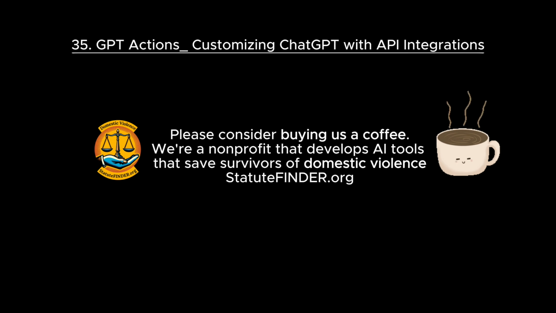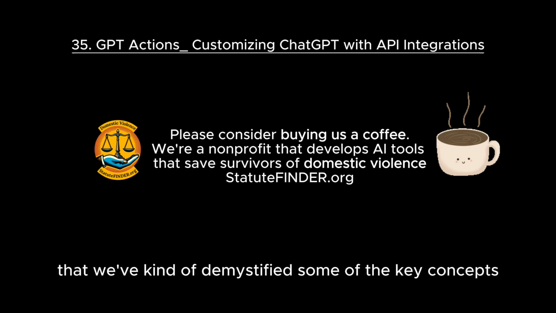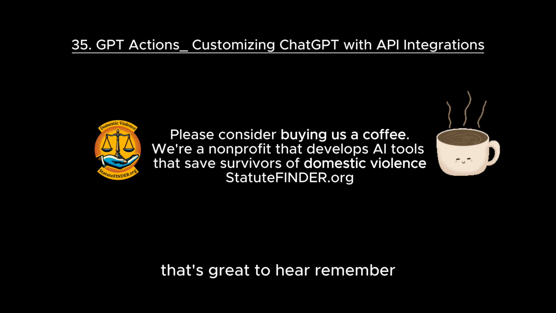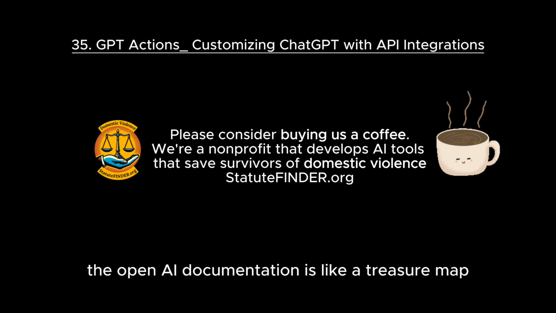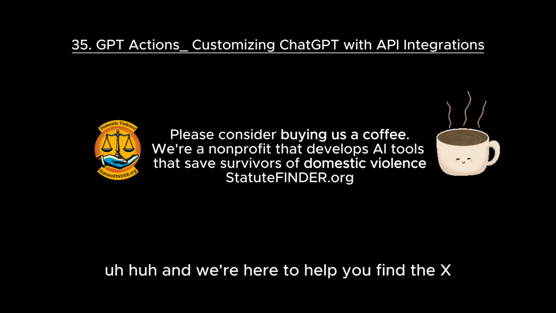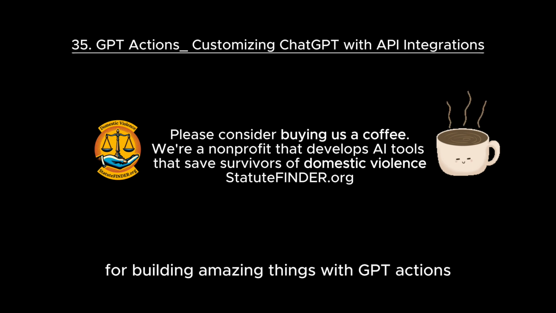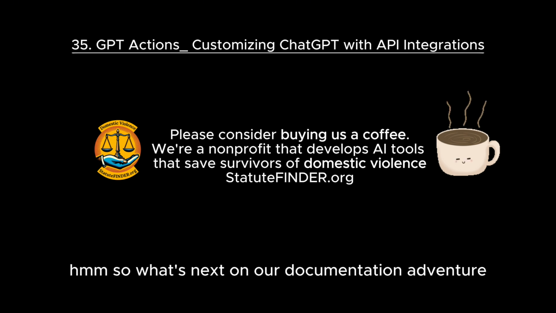Okay, that makes sense. I'm starting to feel a lot more confident about navigating the documentation now that we've kind of demystified some of the key concepts. That's great to hear. Remember, the OpenAI documentation is like a treasure map, and we're here to help you find the X that marks the spot for building amazing things with GPT actions. This has been super helpful. So what's next on our documentation adventure?